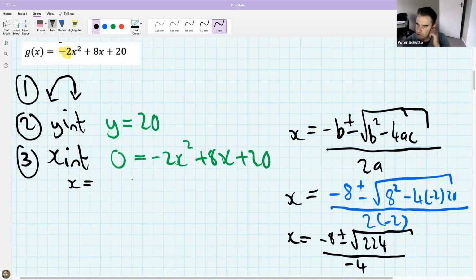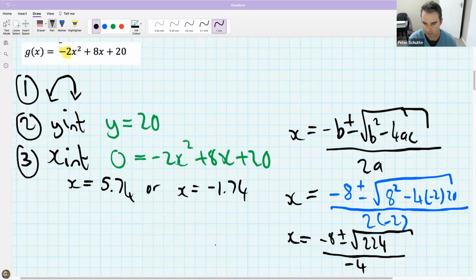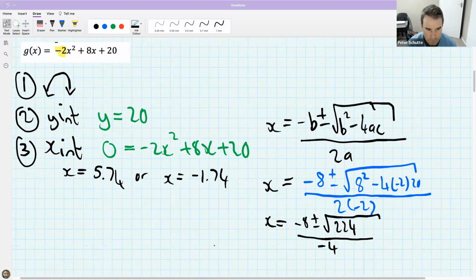So RT has put an answer in. Who agrees? So with your calculators, you can go -8 plus square root of 2224 divided by -4. Okay, so we get 5.74, or x is -1.74. Okay, nicely done, everyone. Now, we're not done yet. There's only 2 more steps to do.